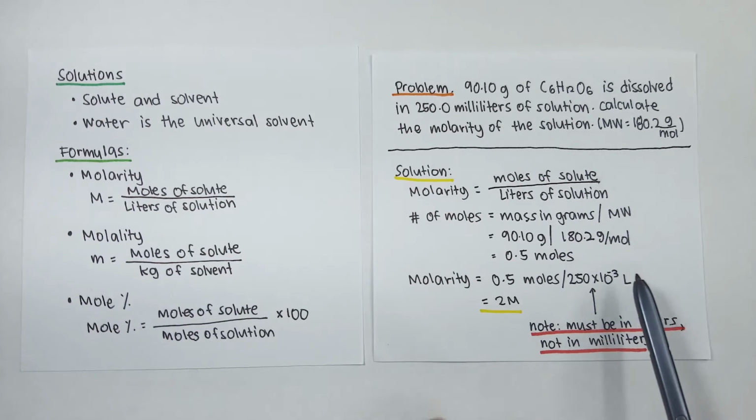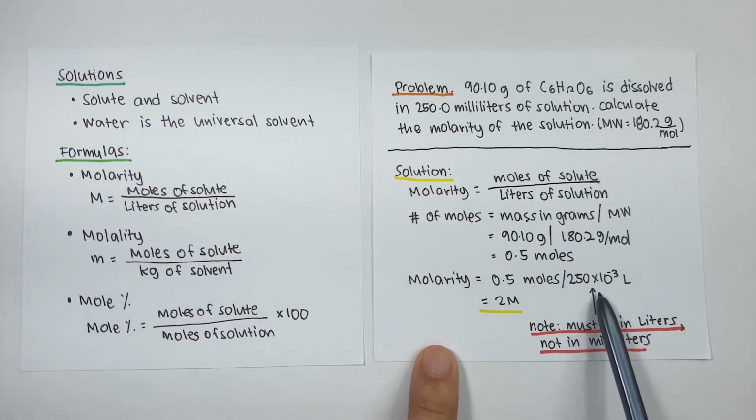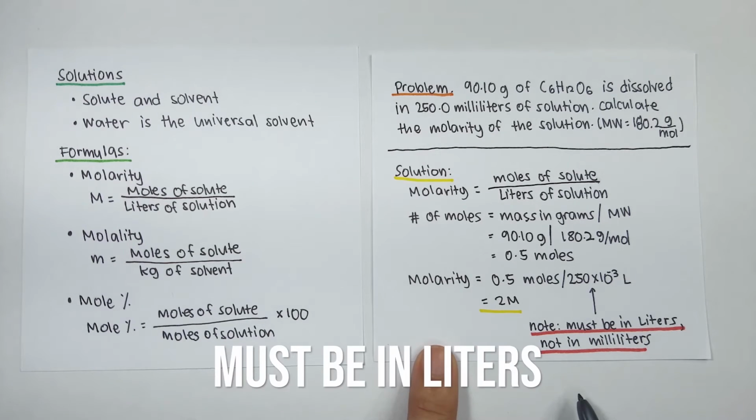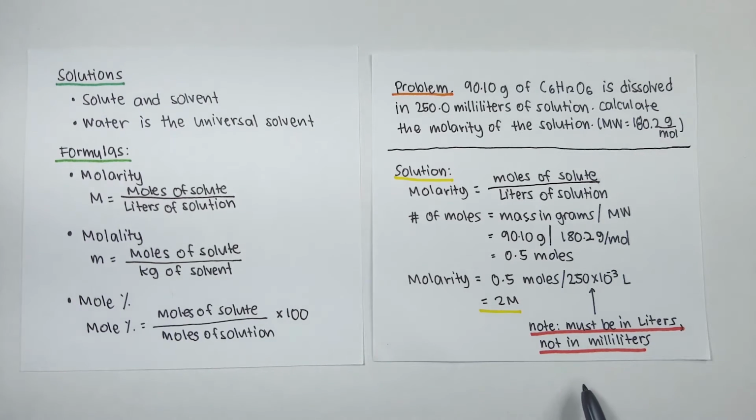So, take note ha, 250 times 10 raised to negative 3, hindi 250. Kasi di ba dapat naka-liters siya, not milliliters. So, under sa solutions na topic, importante lang talaga na alam nyo yung formulas and yung tama na pag-apply or paggamit sa formula.